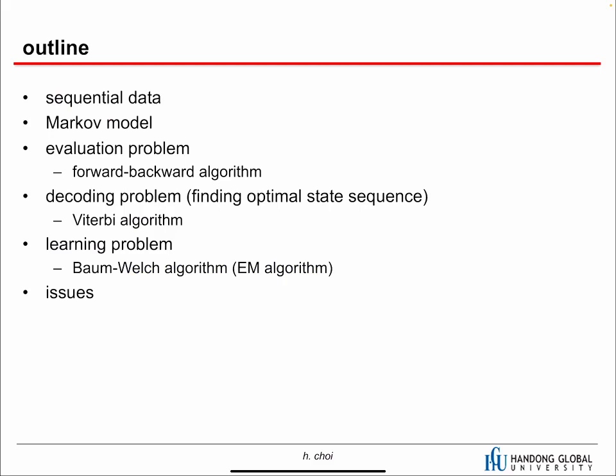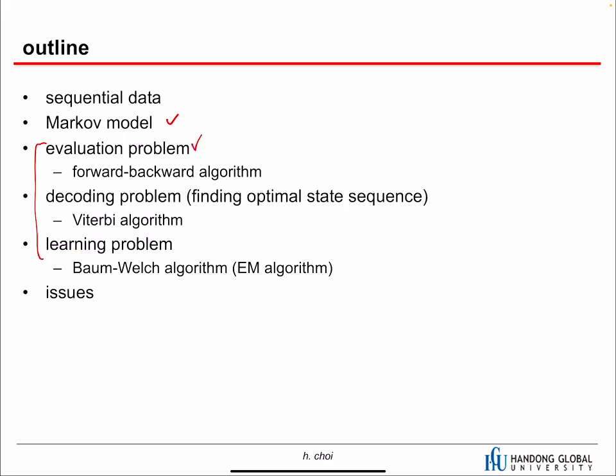First of all, we're going to talk about what sequential data is, and we'll talk about the Markov model, and we will extend this one to hidden Markov models. And then in this section, we'll talk about the architecture and the graph. And then we'll talk about three main problems in HMMs: the evaluation problem, the decoding problem, and the learning problem.